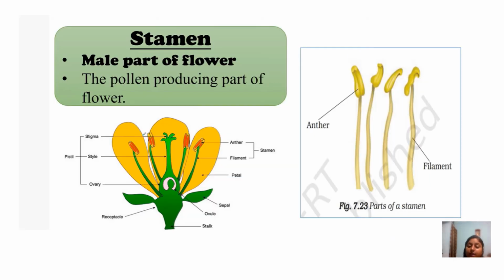Now here is the stamen, which I already told you is the male part of the flower and the pollen-producing part of the flower. In the flower there is pollen, and the pollen-producing part is the stamen. The parts of the stamen are the anther and the filament.